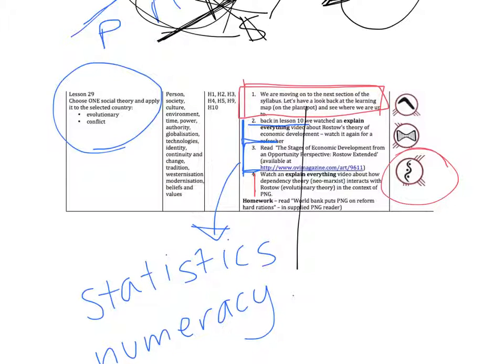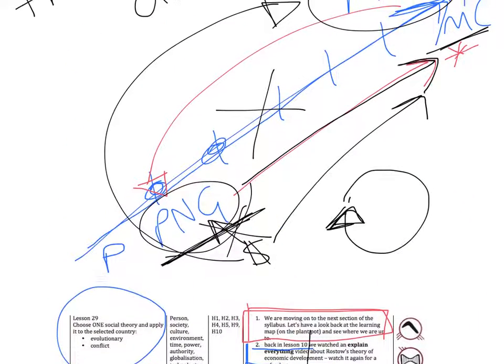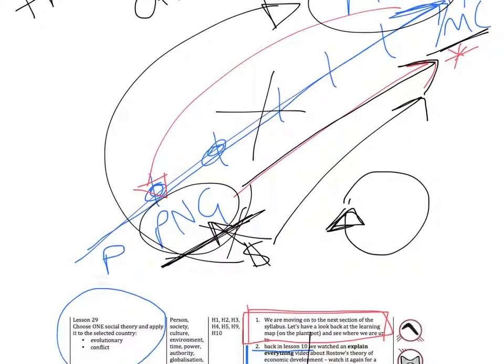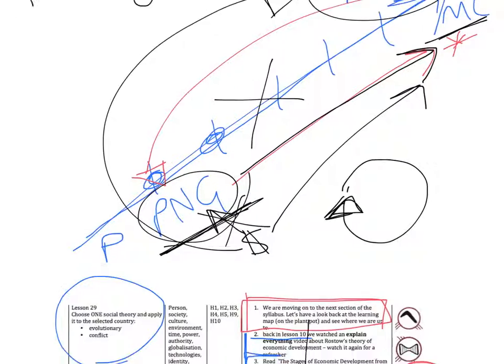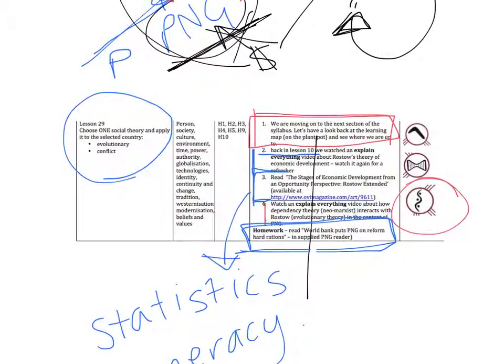That's lesson 29, and for homework we've set a reading here, and that reading actually directly relates to the World Bank putting Papua New Guinea on reform hard rations, pretty much asking Papua New Guinea to pay back the money that it owes to the World Bank. And that's stopping Papua New Guinea from investing in its own resources and moving up along this axis. Rather, Papua New Guinea is pumping money back into the World Bank, and we need to ask students to think about who actually owns and controls the World Bank. And that's all explored in that article.